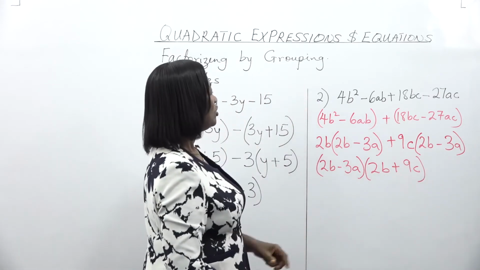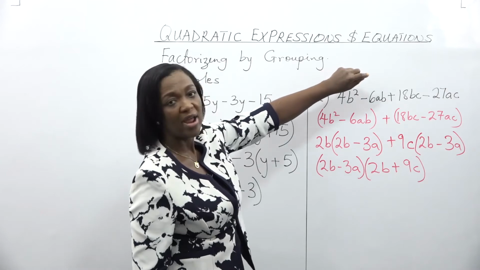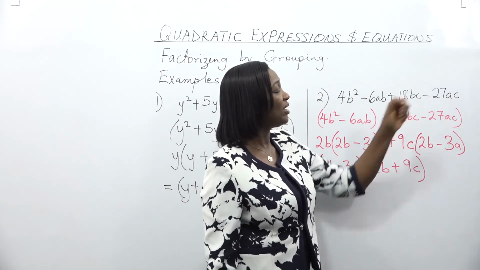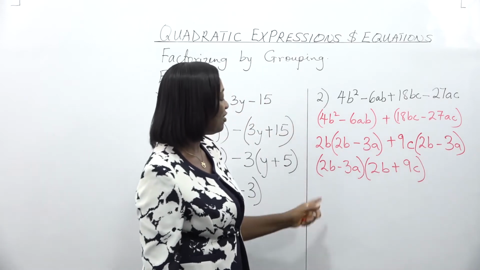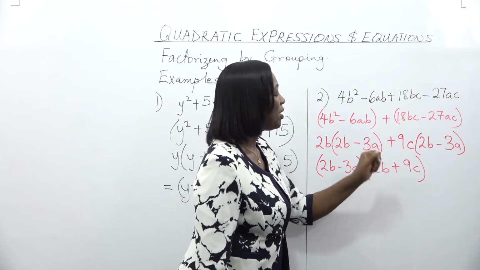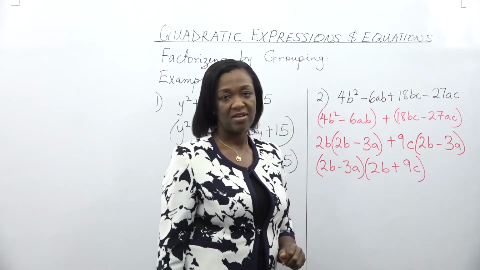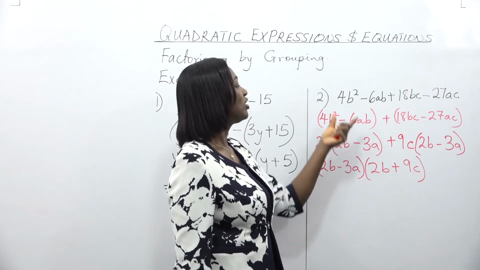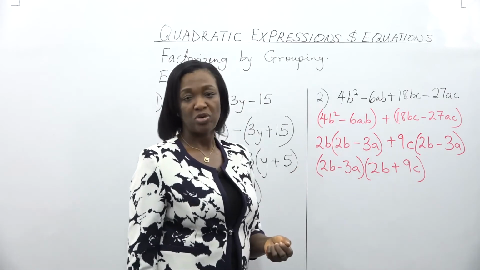9c. So if you factorize 4b squared minus 6ab plus 18bc minus 27ac, you would have 2b minus 3a into 2b plus 9c. And like I said earlier, if you expand this bracket, you should get the original expression.